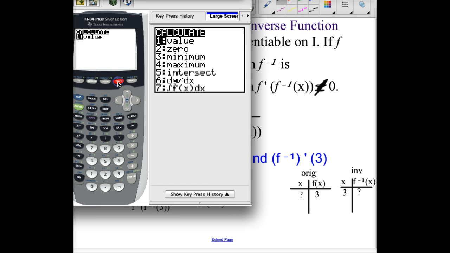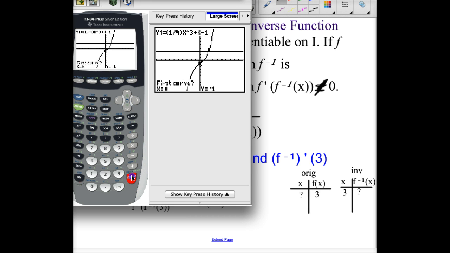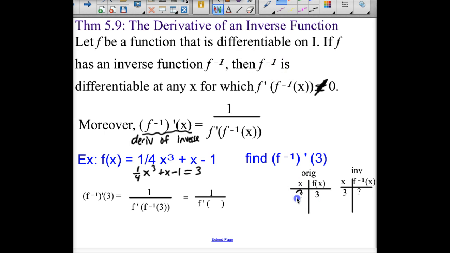So second trace gives me options to do intersect. First curve, enter. Second curve, enter. Guess, that's close enough. 2, 3. So x is 2. So my input is 2 when my output is 3 for the original function. So for the inverse function, if I want my input to be 3, my output is 2. So now I know that the inverse of 3 is 2. So I'm going to put a 2 there.